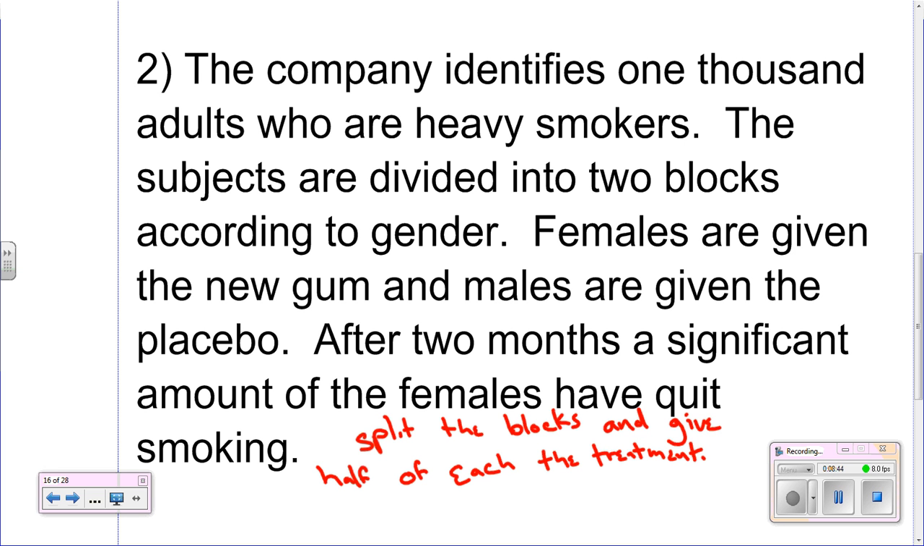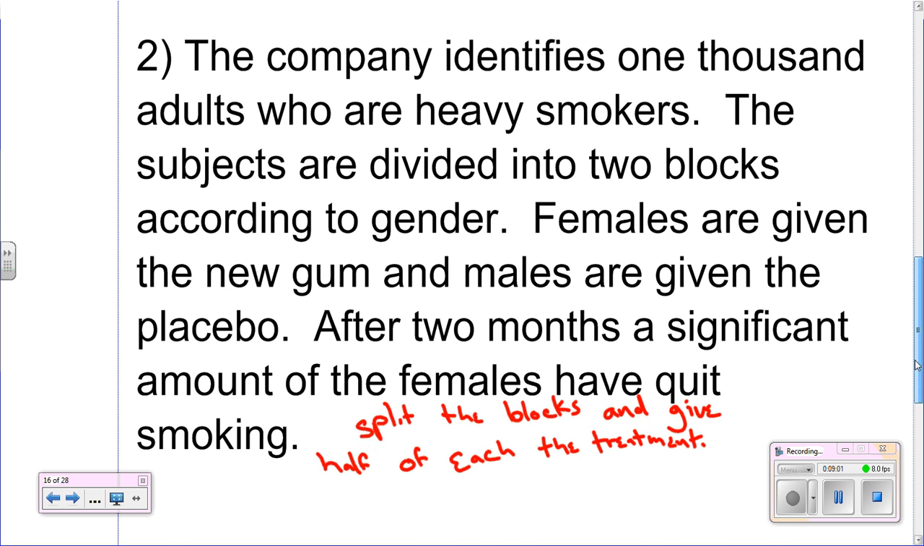That way, if we had our blocks divided the way that they were, according to gender, half the females would be given the treatment. We would see how many of those quit. Half the males would also be given the treatment. Now we can effectively decide how it's affecting all people as opposed to just females.